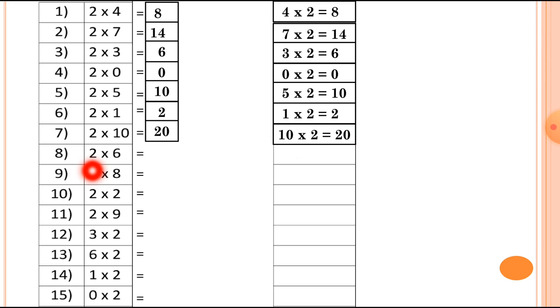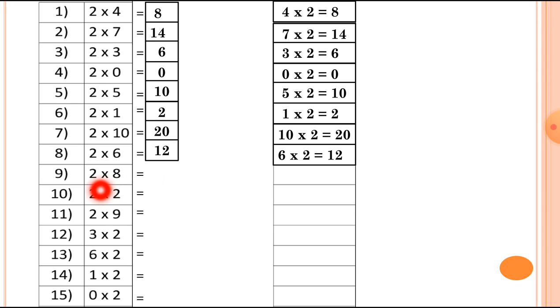Now let's take number 8. Here is 2 6s are 12. Now what will be the multiplication fact? So we can write down the multiplication fact this way, that 6 2s are 12. You can see this, we are getting the same answer on both sides. So we can write down here 6 2s are 12.